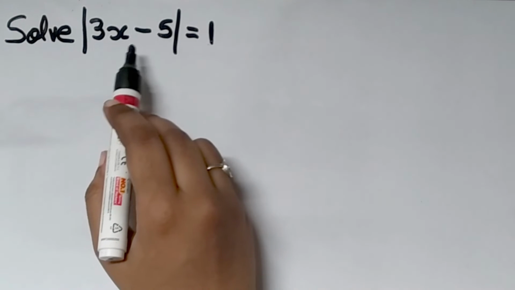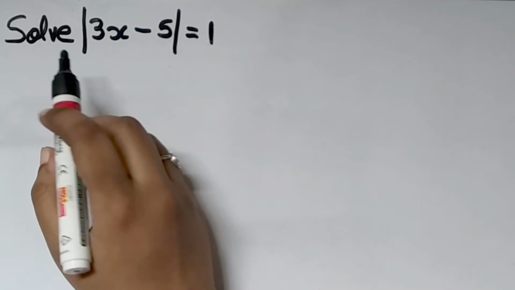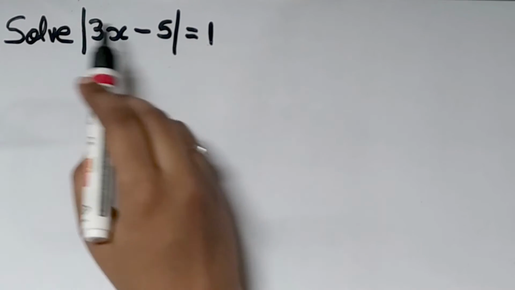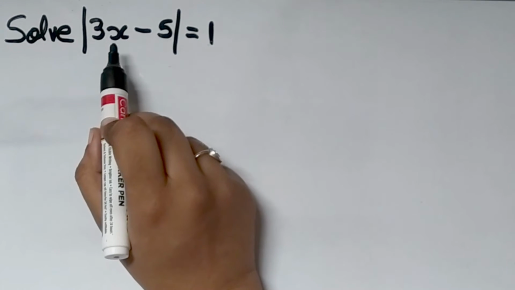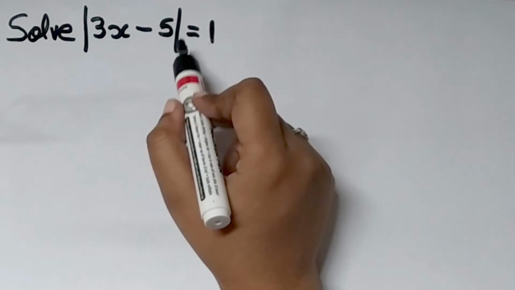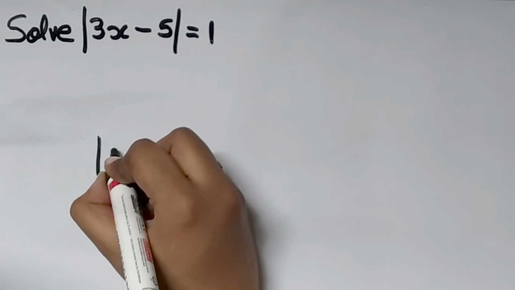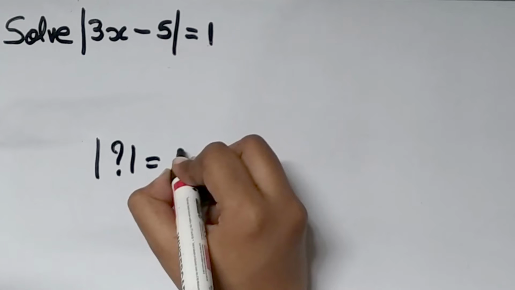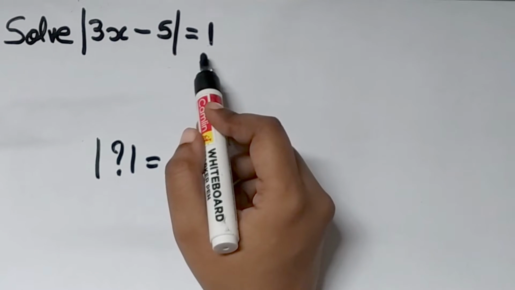Solve |3x - 5| = 1. This is an equation containing an absolute value. Here, inside this modulus sign, we don't know what the number is, but when we apply the modulus sign, we get 1. The mod of some number is 1. This number we don't know, but the answer we are getting is 1.